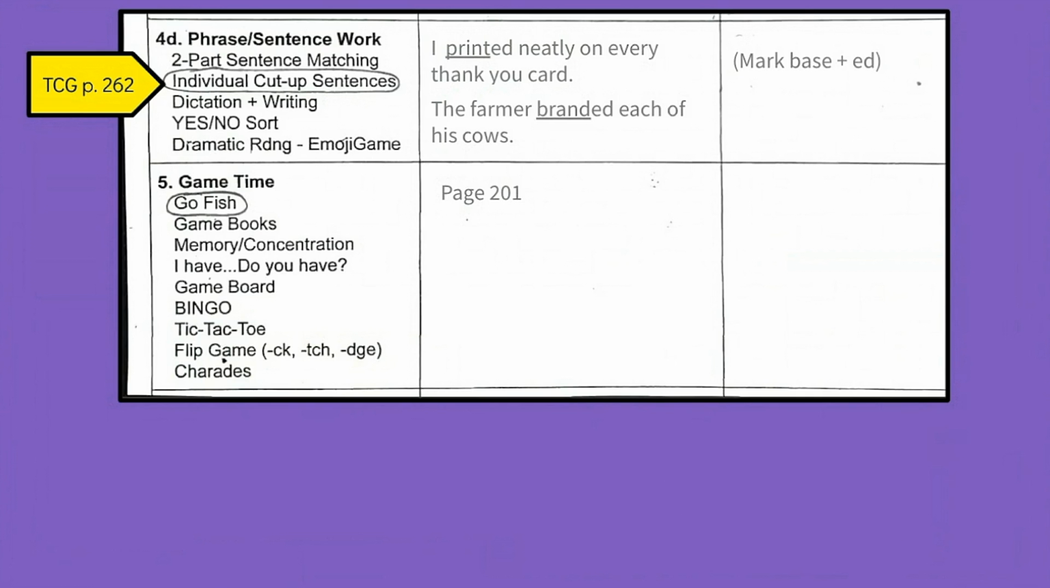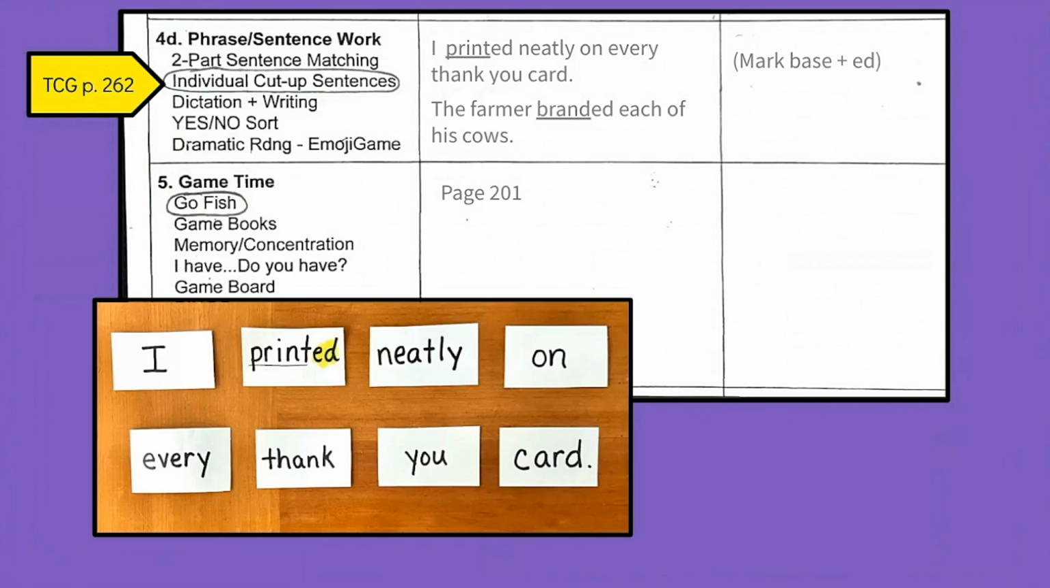Here I have chosen individual cut-up sentences for the activity. Directions for this activity are found on page 262 of the Training Companion Guide. I have chosen 2 sentences which have been cut apart into individual words. Again, I have chosen words with skills that my students have been explicitly taught. The student must put the words in order to make a meaningful sentence.